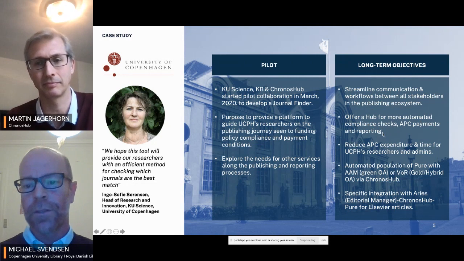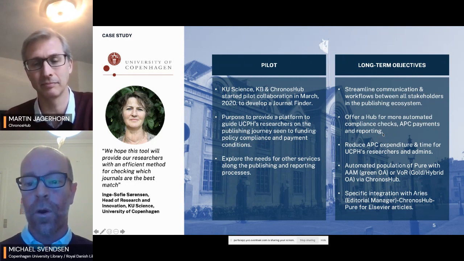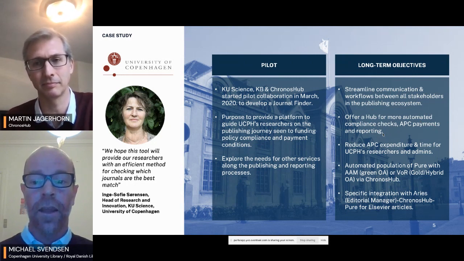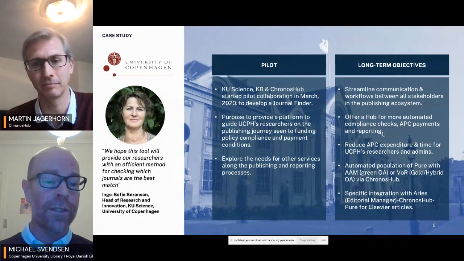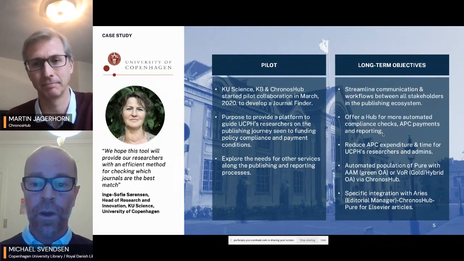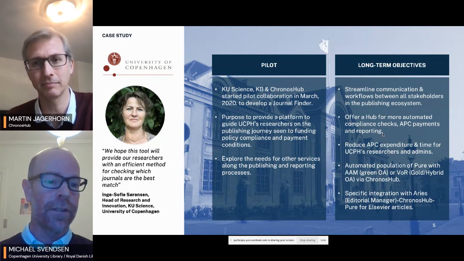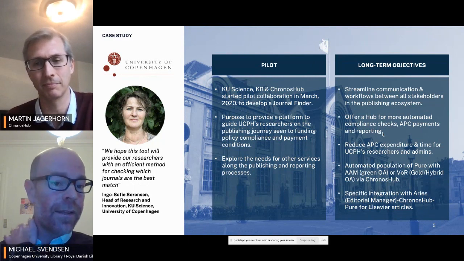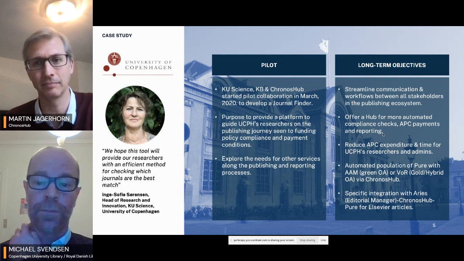So what we want to offer is a hub for more automated compliance checks. In the future, maybe even more automated APC payments and reporting to funders. We also have a quite clear goal to reduce the expenditures being spent on gold and hybrid open access publishing at the moment. So in Denmark, we have a green open access strategy. And in that sense, I think that Chronosub can help facilitate that as well.